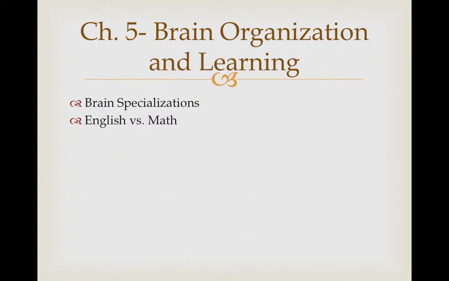So Chapter 5, Brain Organization and Learning. The big things from here were brain specializations in English versus math. In that first chapter, we talked about how the brain is so complex and different parts have different functions. Chapter 5 hits on that same idea.